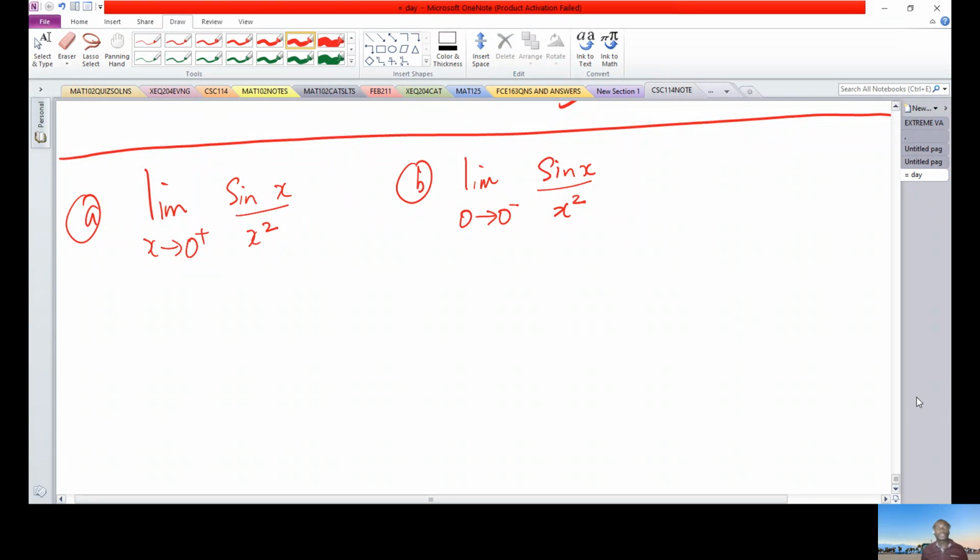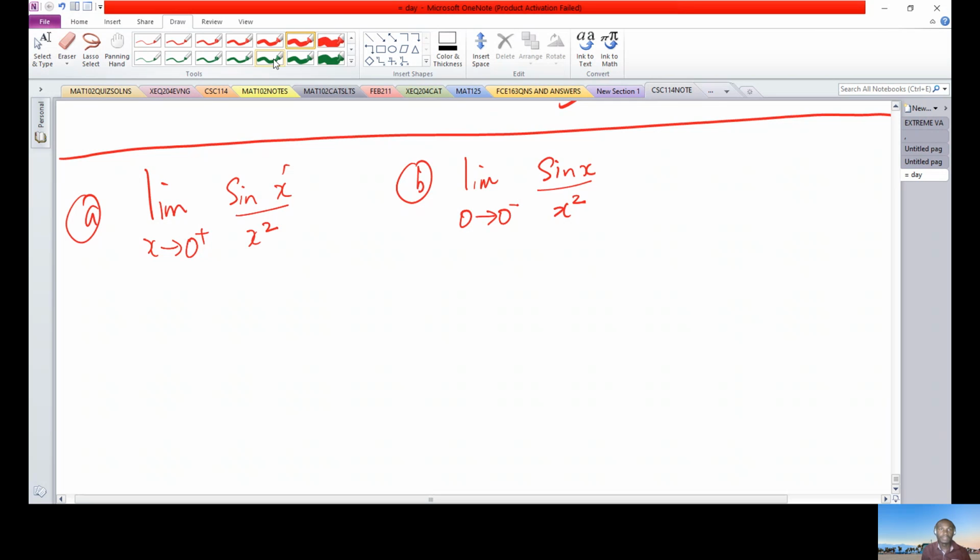Okay, in this video lecture, we continue to give further examples on application of L'Hospital's rule. So we start with these two problems. Evaluate the following limits: the limit as x approaches 0 from the right of sine x over x squared, and the limit as x approaches 0 from the left of sine x over x squared.